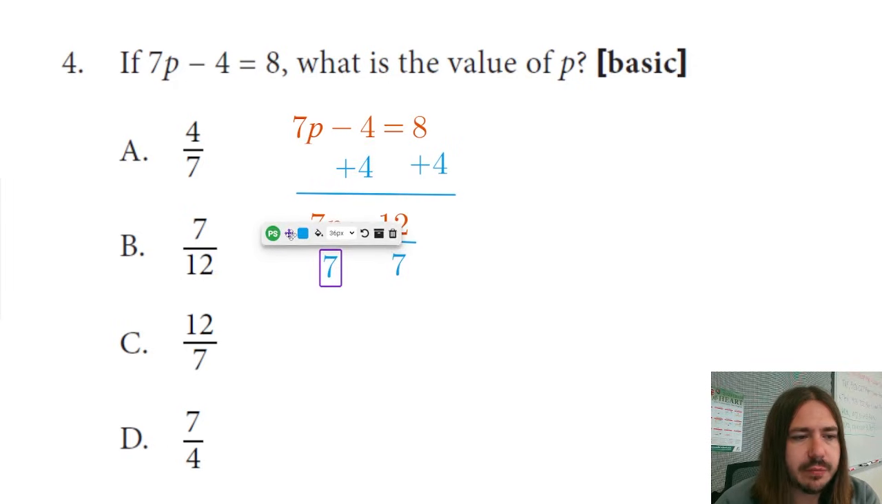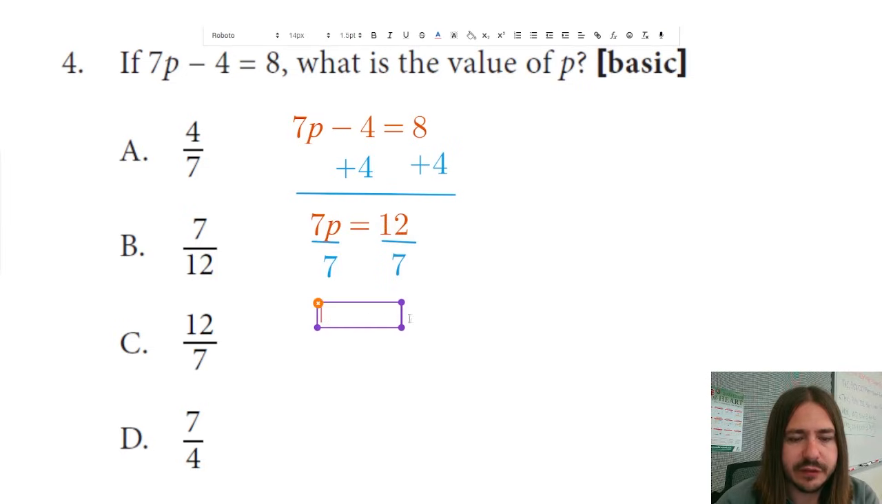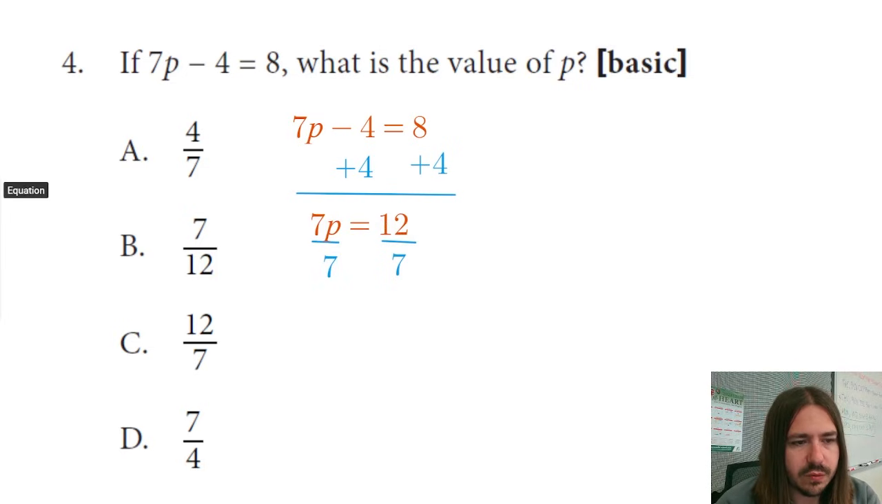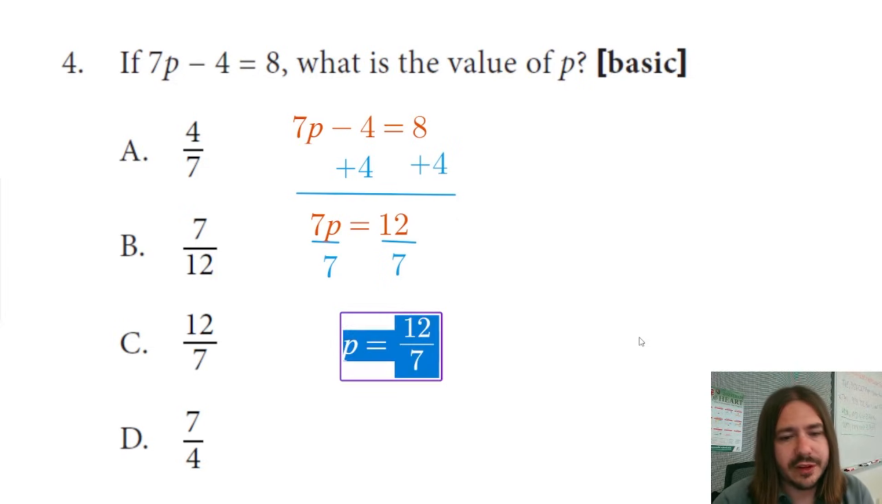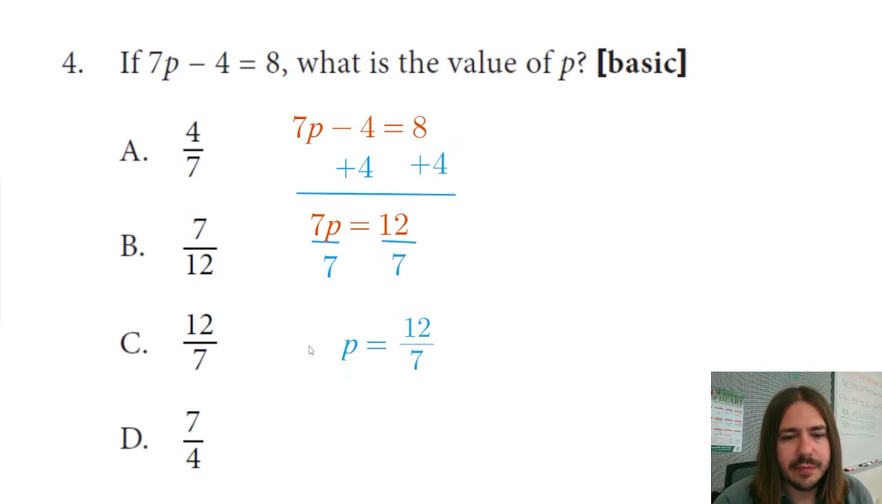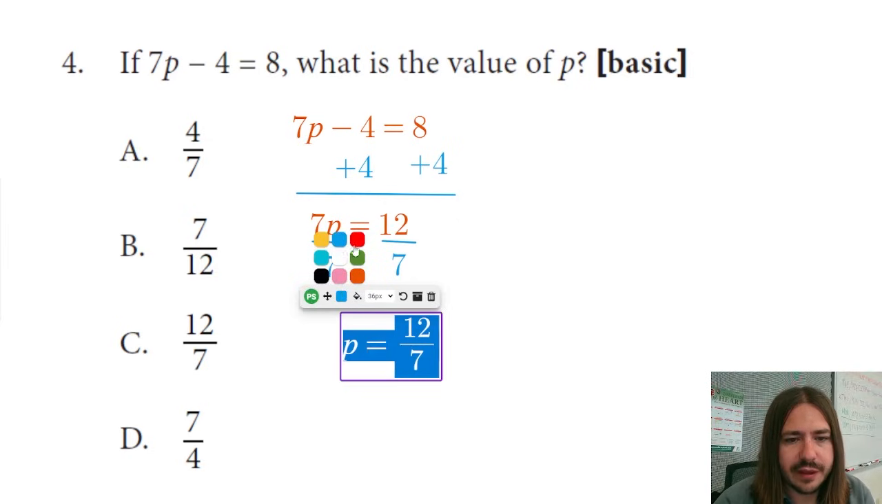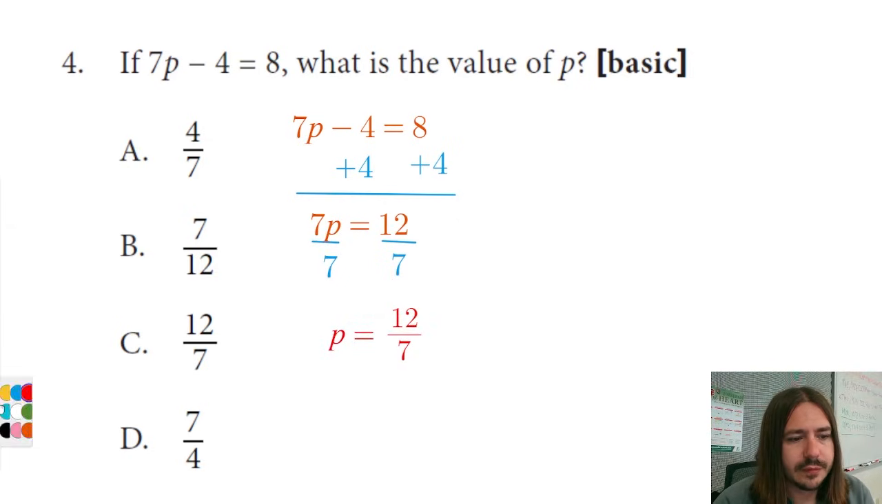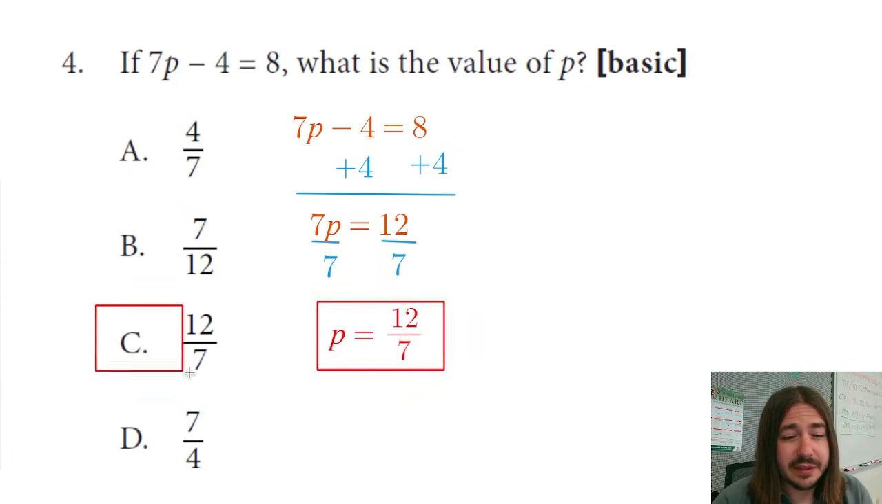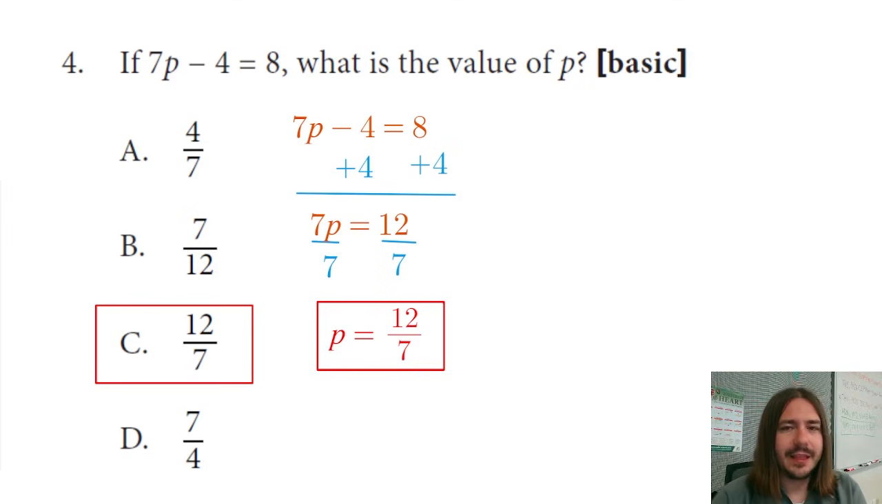So after we divide both sides by 7, that's going to give us p equals 12 sevenths. Can't really reduce that, so that's just going to be our answer. And it looks like we do have that as an answer choice. So the correct answer for number 4, it looks like it's going to be C. That's it for this one.